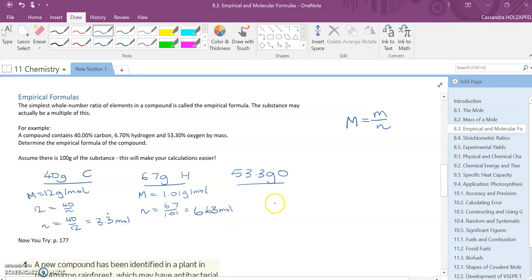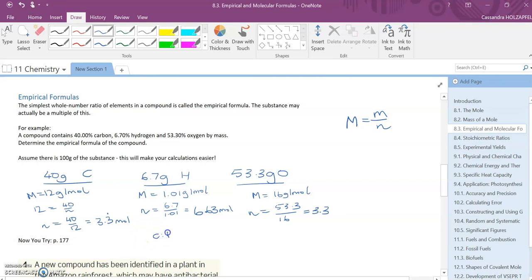All right, lastly, we've got oxygen. Now, the molar mass of oxygen is 16 grams per mole, so we're just going to substitute that into our formula. So 53.3 divided by 16, and let's just chuck that in our calculator, is going to be 3.3312, so let's just round that to 3.3. So if I write this as a ratio, I'm just going to take the first decimal place I think is going to be easiest.